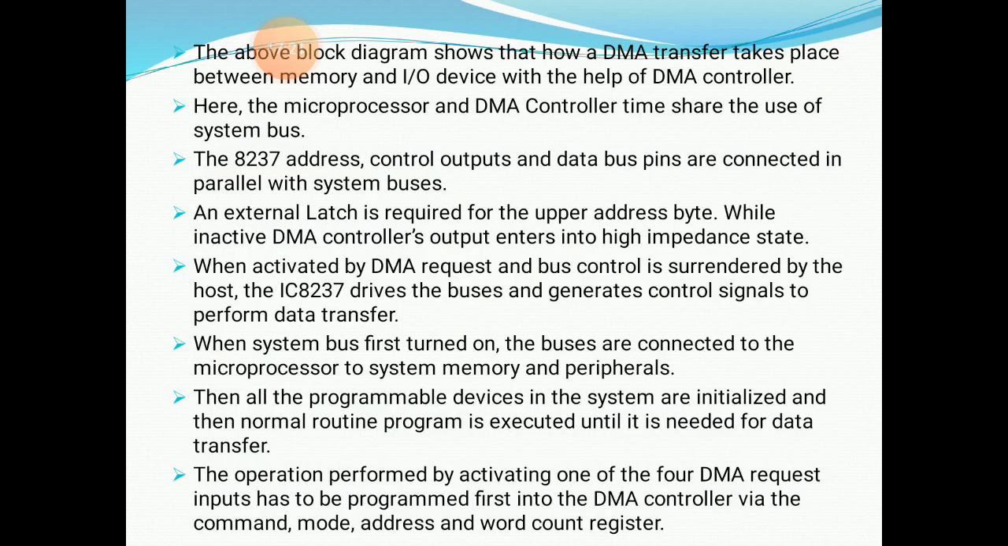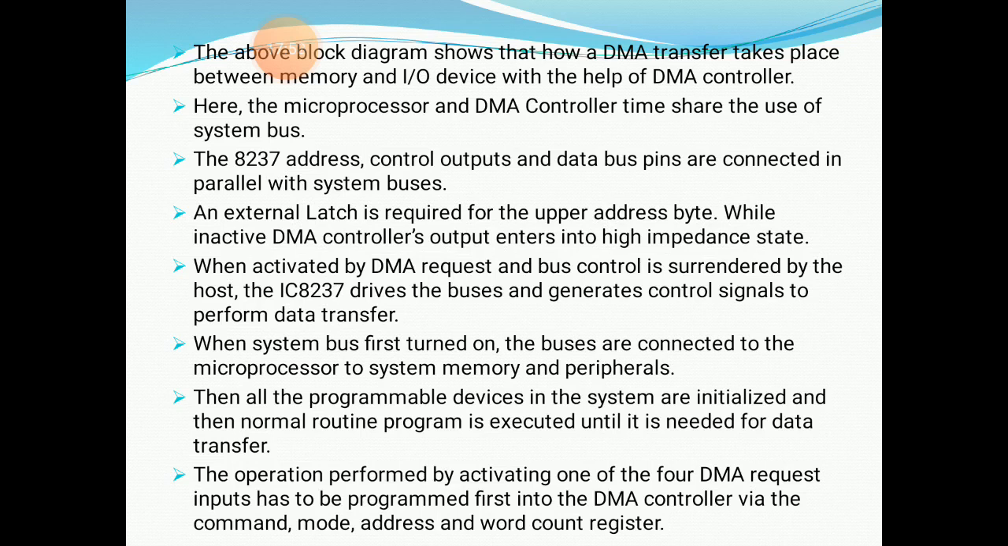So the above block diagram shows how a DMA data transfer takes place between memory and IO device with the help of the DMA controller. Here the microprocessor and DMA controller time share the use of the system bus. The IC 8237 address, control outputs and data bus pins are connected in parallel with the system bus. An external latch is required for the upper address byte.